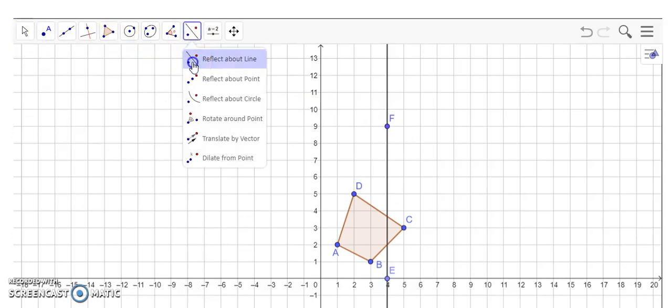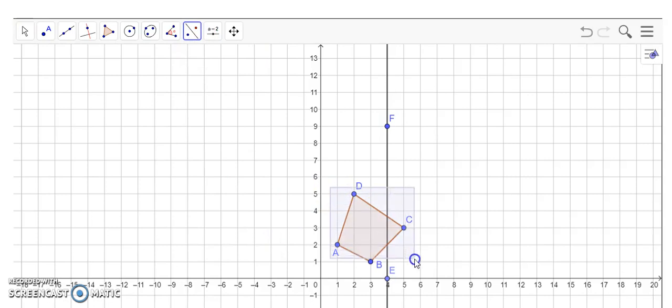So I'm going to reflect about line, I'm going to highlight my points, and then I'm going to click on the line. And here I can see that it didn't matter if it's the x-axis or y-axis. It has nothing to do with the axes. It has to do with the line and the distance from the line. So I can see that D is horizontally 2 units to the left of the line x equals 4, so D prime is 2 units to the right. C was 1 unit to the right, so C prime is 1 unit to the left.